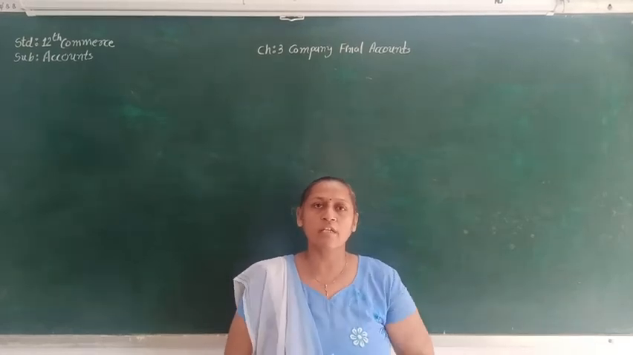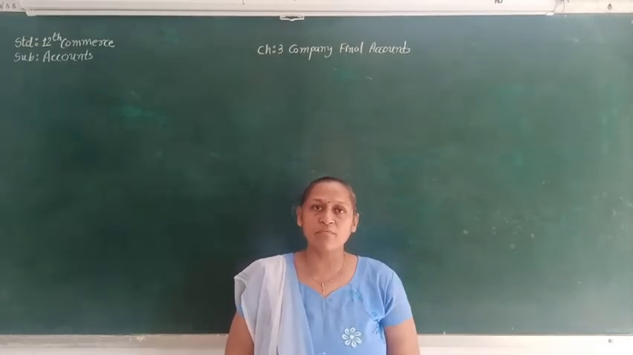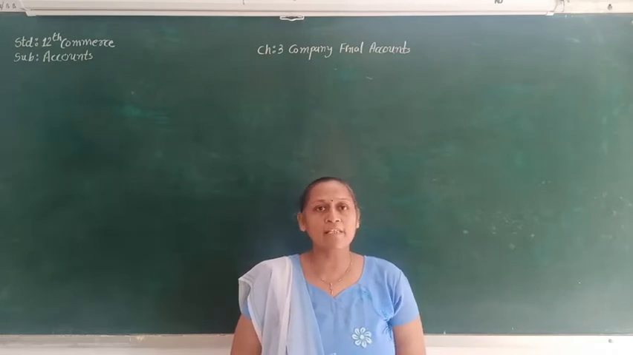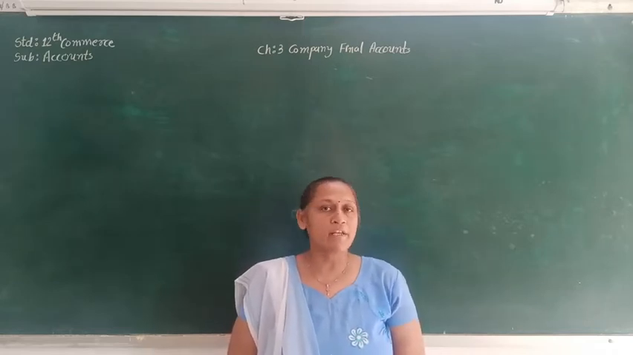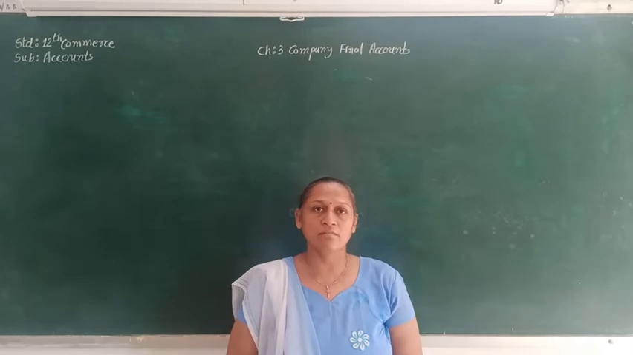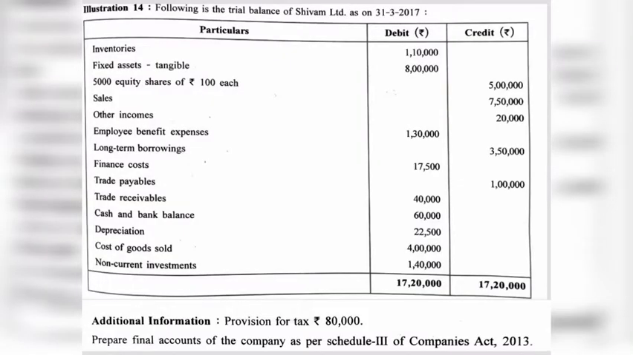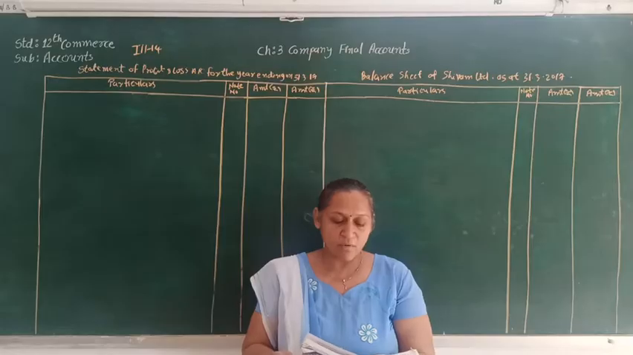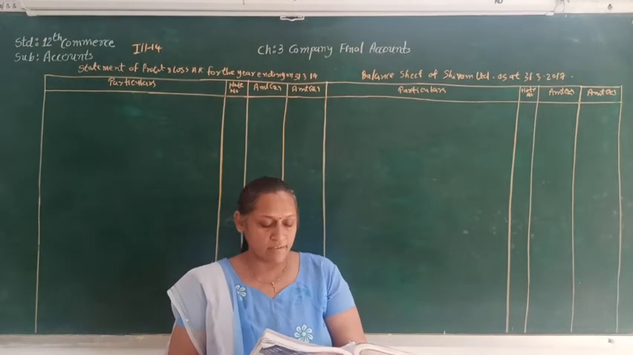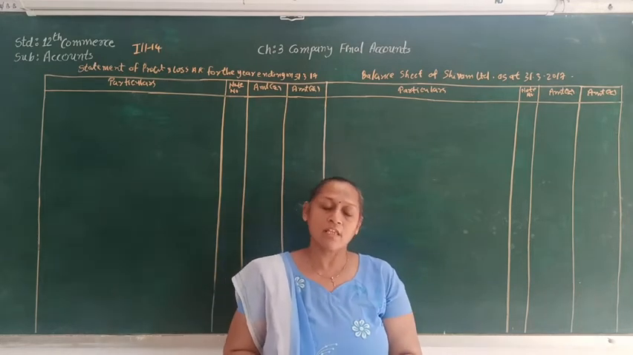Today we are going to see chapter number 3, that is company final account of standard 12 commerce subject accountancy. Today we will see the whole sum where we are going to prepare the statement of profit and loss account as well as the balance sheet of the company. Let's see illustration number 14. Following is the trial balance of C1 Limited as on 31st March 2017. So here they have given us the trial balance.